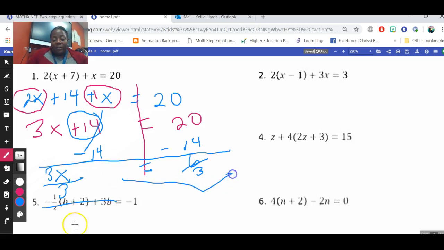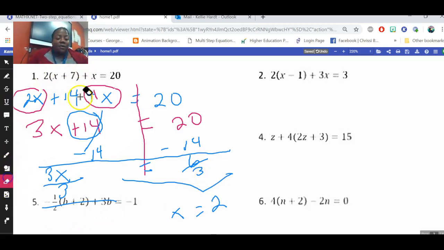This is going to be 1. Next, 3 will go into 6 how many times? 3 will go into 6 2 times. But we simply do this because 1s are invisible in algebra. So we can just simply say x equals 2 for this one. Okay? All right, I'm going to go over to number 2.